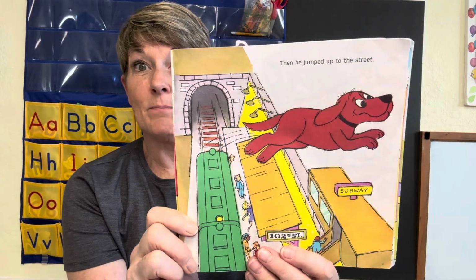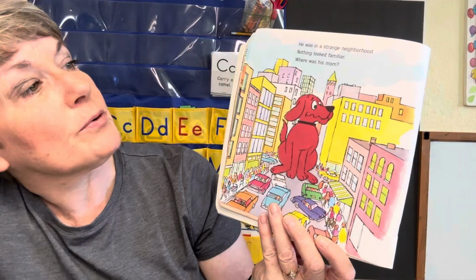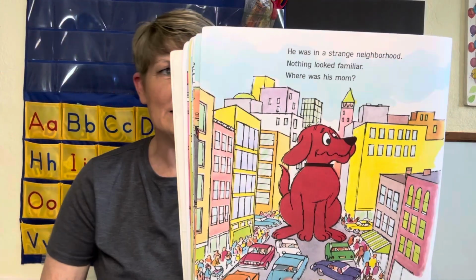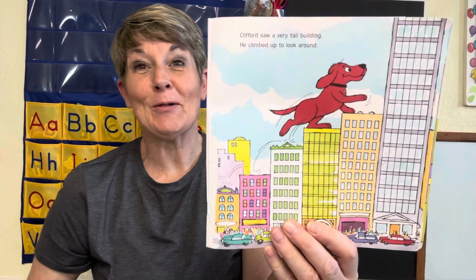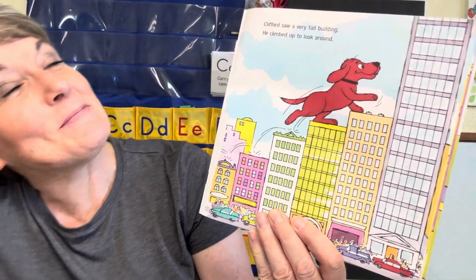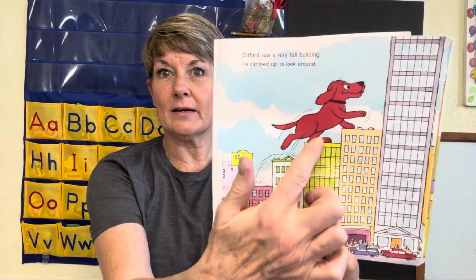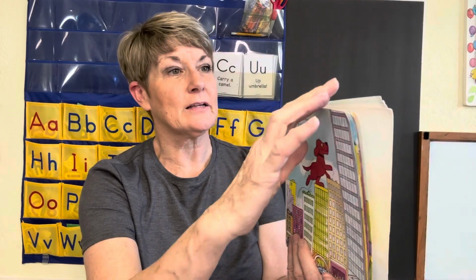Then he jumped up to the street. He was in a strange neighborhood. Nothing looked familiar. Where was his mom? Clifford saw a tall building. He climbed up to look around. Oh, wouldn't it be nice to be a dog and just climb up on the building so you could see? Clifford was really good at that.